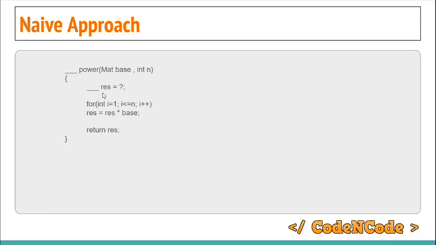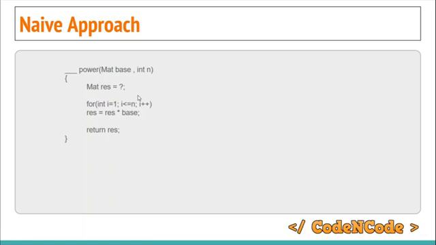Now the question is, what should be the return type or data type of this result? Of course, since a matrix raised to power some integer is still a matrix, the data type should be a matrix. Okay, so this is okay. But now with what value should we initialize result?